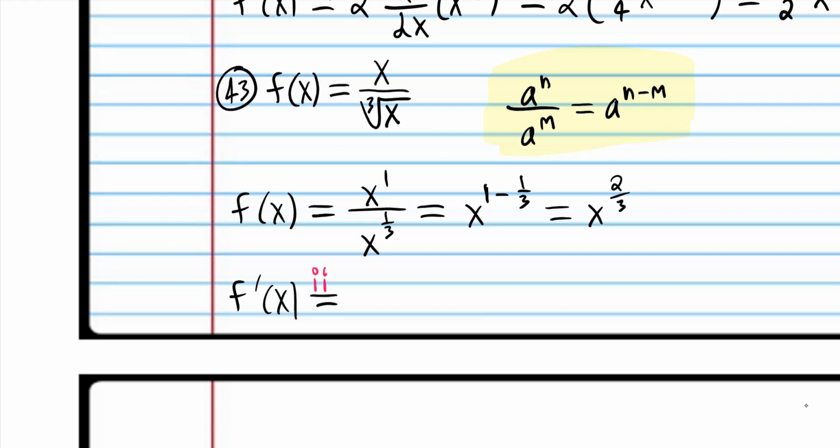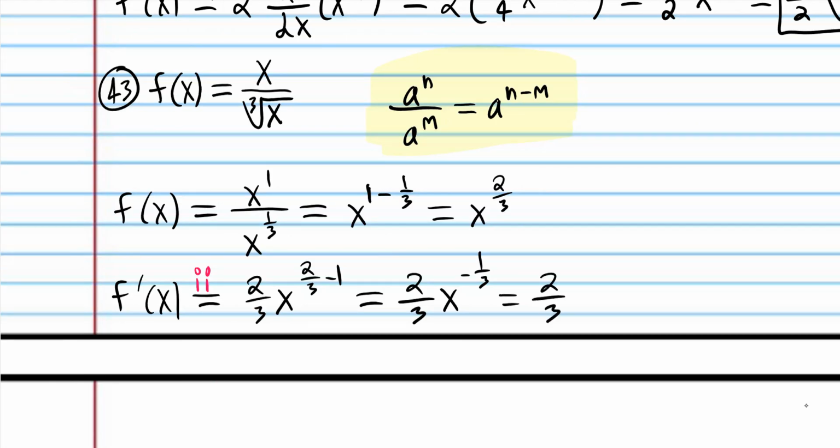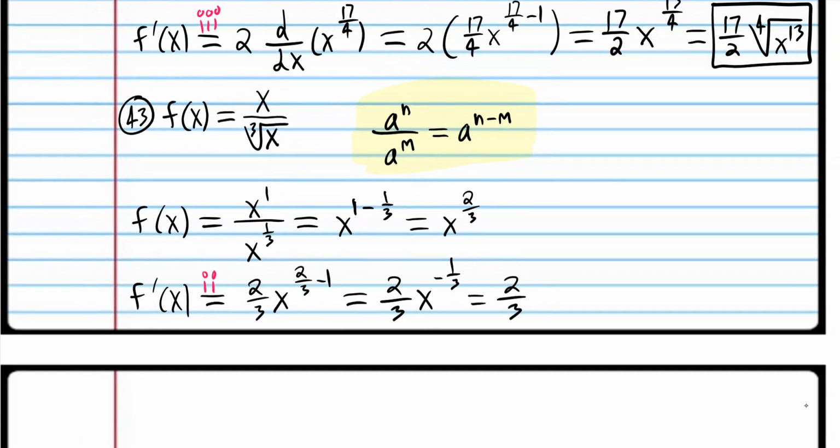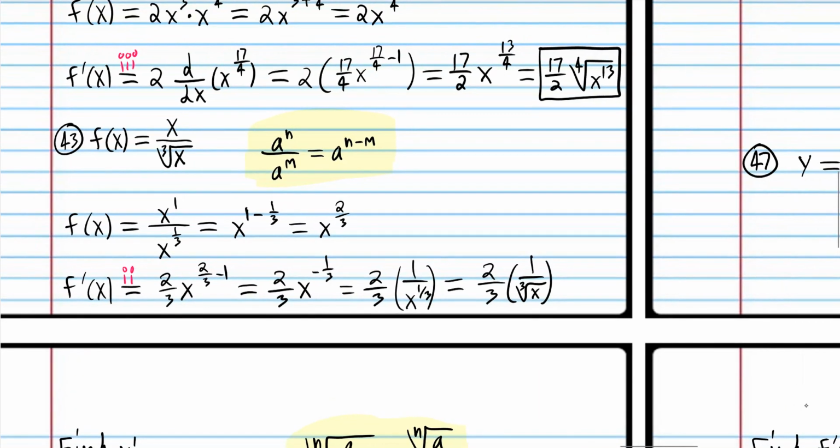Using the power rule, we have 2/3 x to the 2/3 minus 1 power, 2/3 times x to the negative 1/3 power, but we don't want to leave our answer with a negative fraction exponent. So we're going to change the form to 1 over x to the 1/3 power. But we have a fraction power. We don't want the fraction power, so we're going to change to 1 over the cube root of x, that's exponent rule number 9.